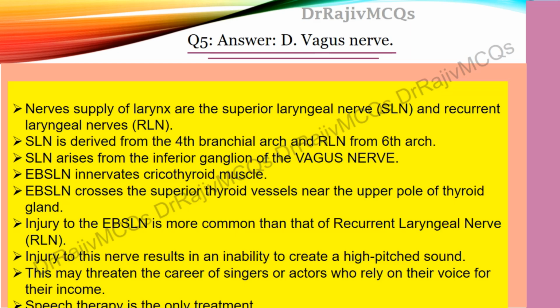The external branch of the superior laryngeal nerve innervates the cricothyroid muscle, which is the only tensor of the vocal cords. Injury to the external branch of the superior laryngeal nerve is more common because it lies very close to the superior thyroid artery. The external branch crosses the superior thyroid vessels near the upper pole of thyroid gland. Injury to it is more common than that of the recurrent laryngeal nerve during thyroid operations.